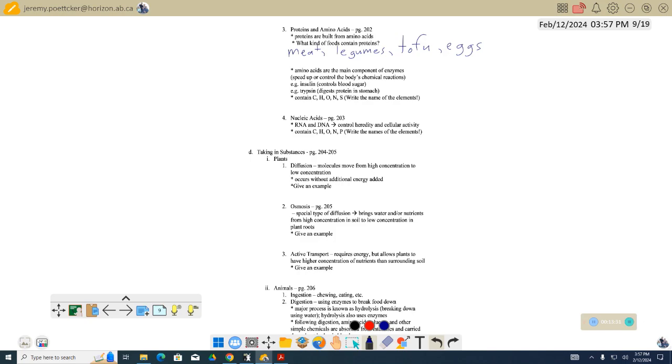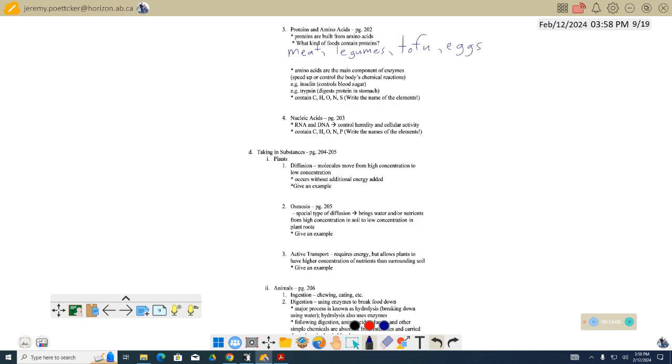They get built into all kinds of parts of your cells. But they are also the main component of enzymes, which, if you remember that from last unit, are your biological catalysts, where they speed up or control the body's chemical reactions. So insulin controls blood sugar. If you have diabetes, your body doesn't produce enough or doesn't produce any insulin. Trypsin is an enzyme that digests protein in the stomach.